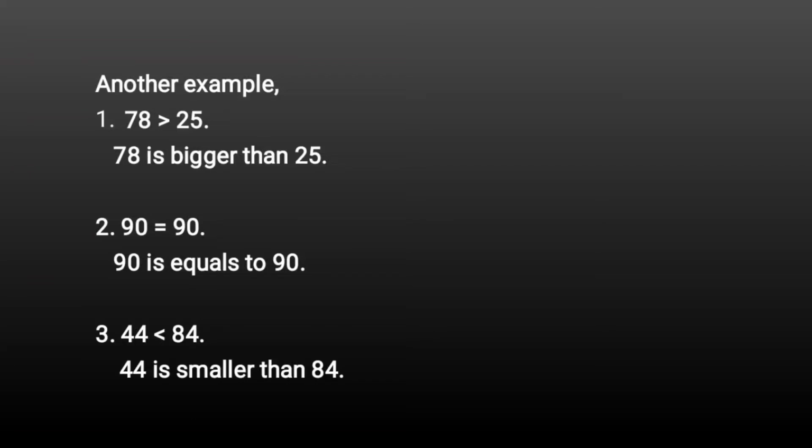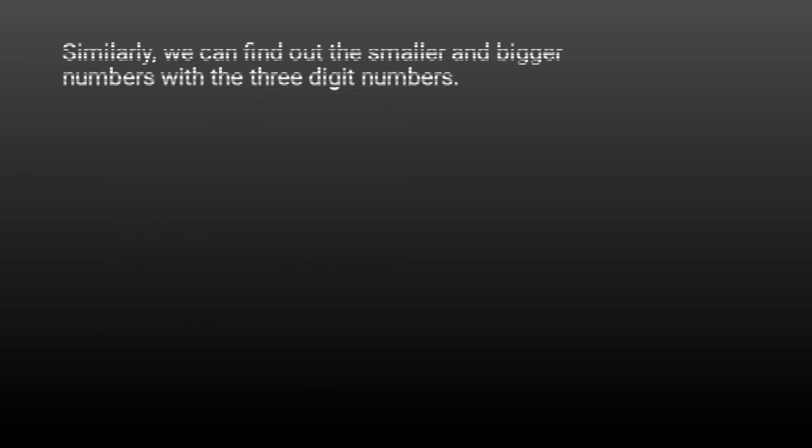Now when you look at the examples 1 and 3, you see the sign is changed both times. Wherever you see a bigger number, that time you show the tapering open of the two ends. And towards the other side, which is a smaller number, you show only one pointed head. So that is how we use symbols to represent a small and a big number. Similarly, we can find out the smaller and bigger numbers with 3-digit numbers.